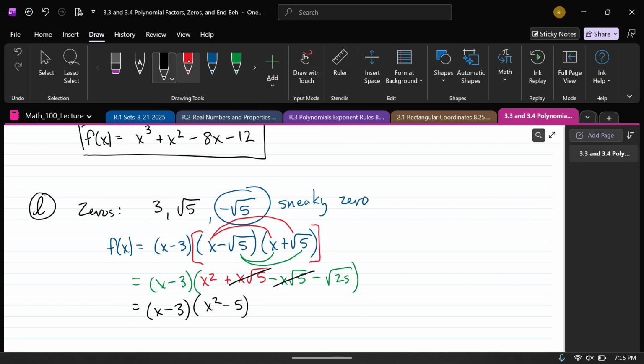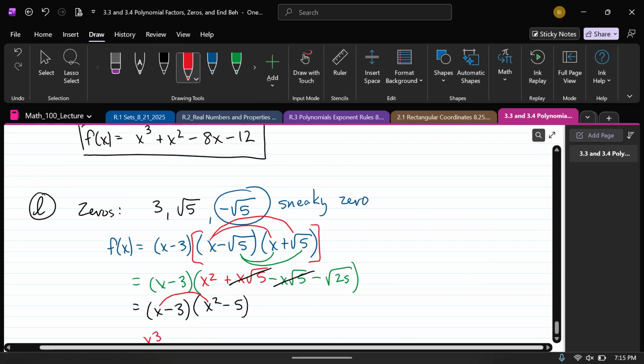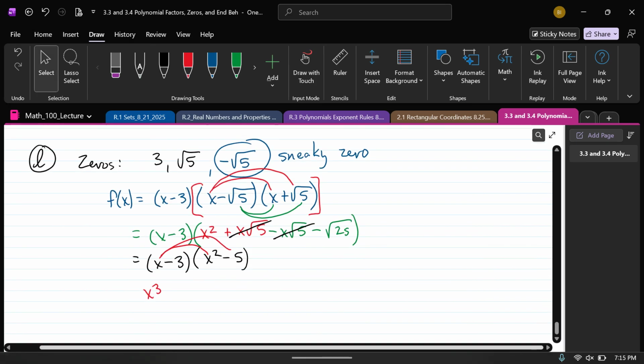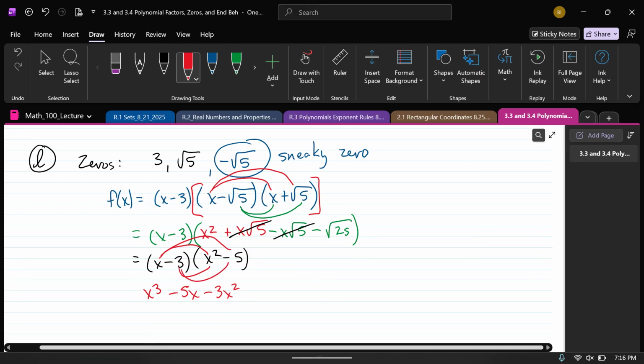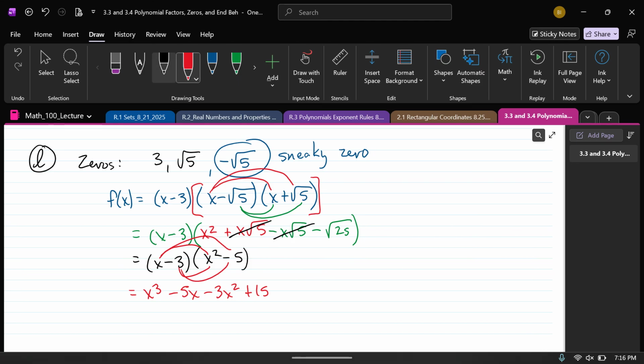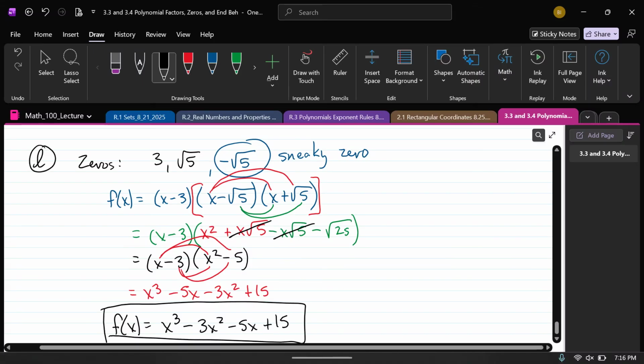But we need a break here. So let's multiply x times x squared. That's x cubed. x times negative 5 is negative 5x. Now, negative 3 times x squared is negative 3x squared. Negative 3 times negative 5 is positive 15. Now, all I got to do is put it in the right order. x to the third minus 3x squared minus 5x plus 15. And there we have built a polynomial that had rational zeros to it.